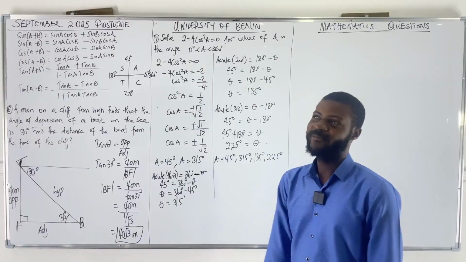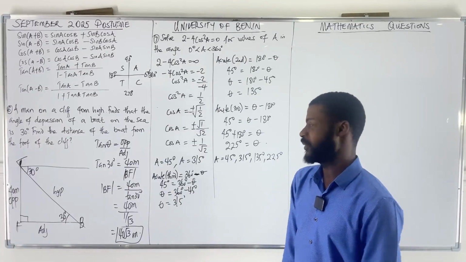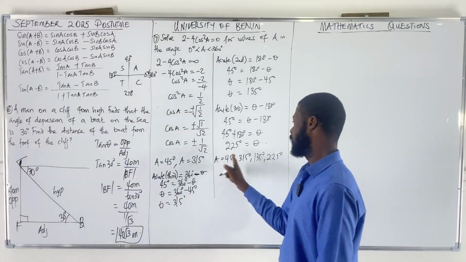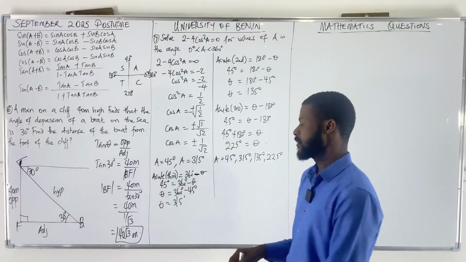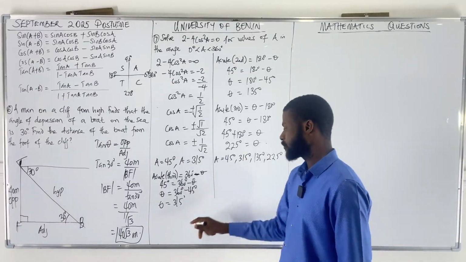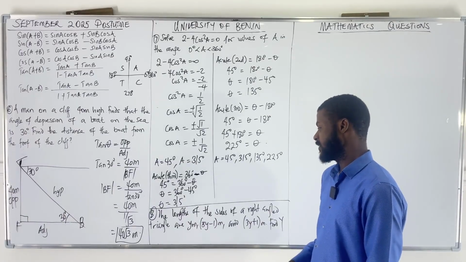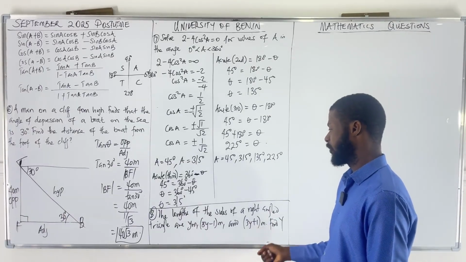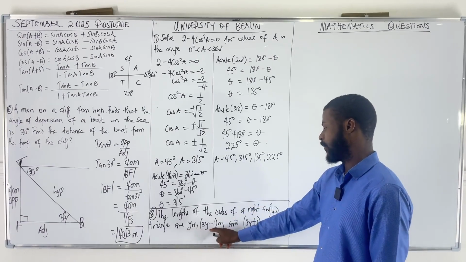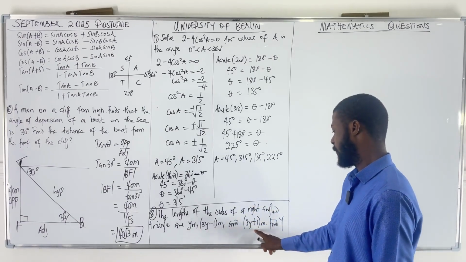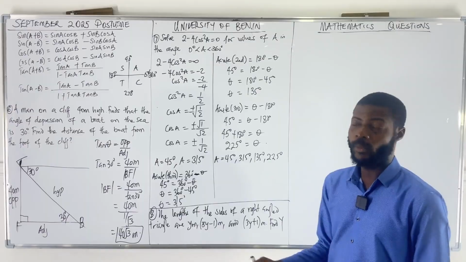That's the meaning. But basically what they always do for you is, they don't really ask you to find all quadrants. Maybe just half of it. So let's move on to the next question. Question 8 says the lengths of the sides of a right angle triangle are y meter, 3y minus 1 meter, and 3y plus 1 meter. You're asked to find y.